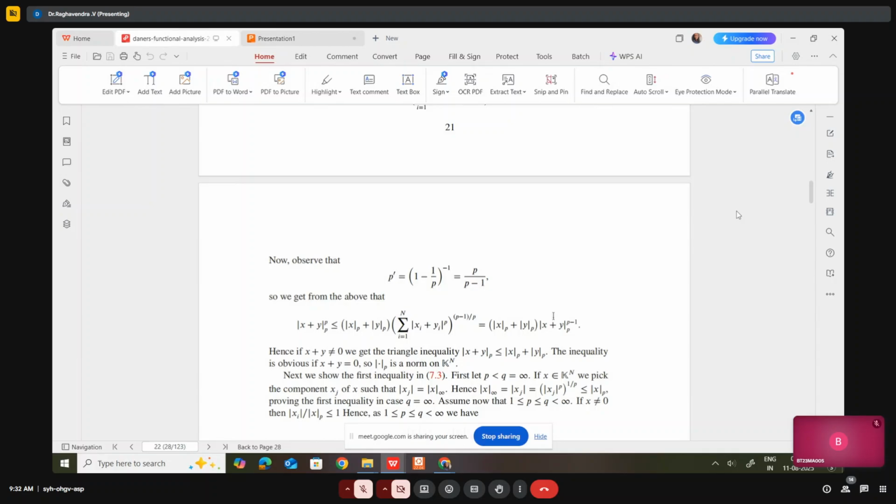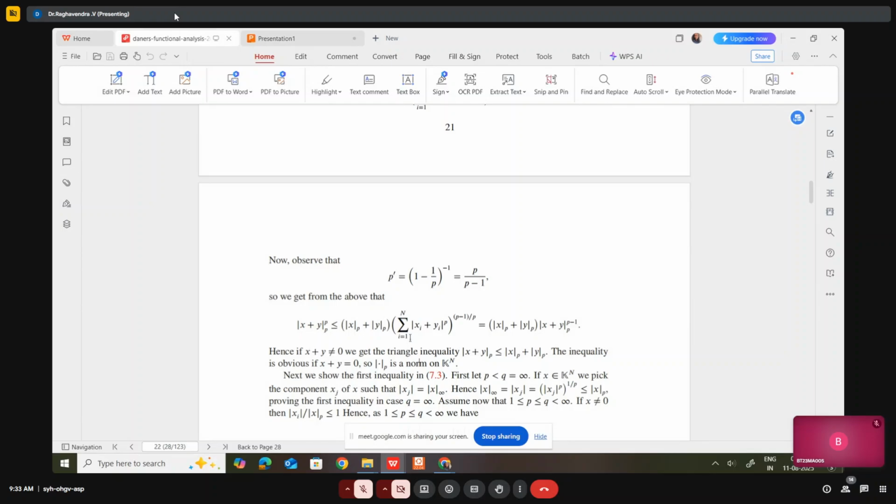So you raise this to 1 over p, and you will get the norm of x plus y. As simple as that. I don't know whether you are understanding what I am saying. The last step I will repeat. Norm of x plus y to the p raised to p is less than or equal to norm x raised to p, norm y raised to p, multiplied by norm of x plus y, p norm raised to p minus 1.